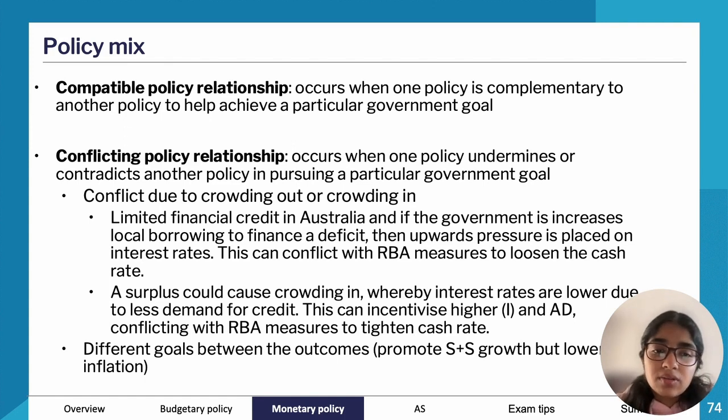There's also different goals. One of the main goals of budgetary policy is to promote strong and sustainable economic growth. But the main goal of the RBA is to lower inflation and keep it stable. So this can actually be quite conflicting.